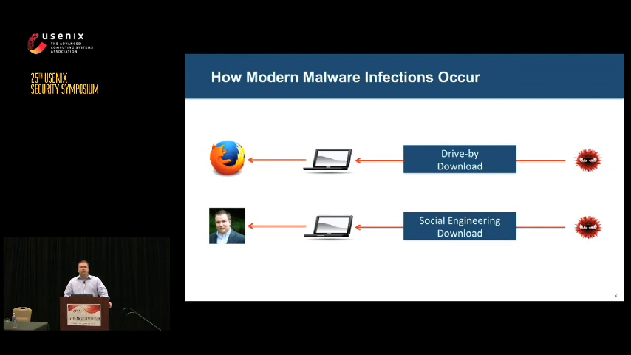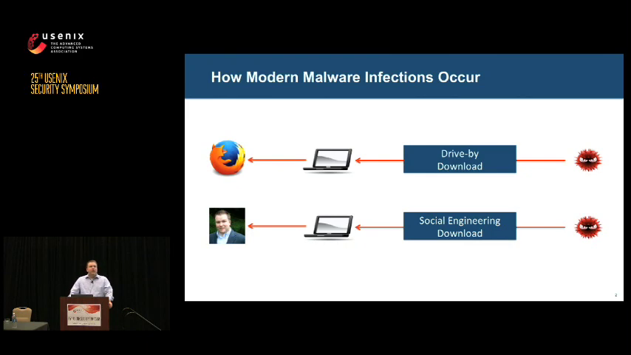So modern malware infections typically occur via one of two methods. First is the drive-by download. In this case, the user has vulnerable software in their system, typically the browser or a browser plugin such as Java or Flash. And as they browse the web, they come across malicious code that redirects them to an exploit kit that uses the vulnerability to both download and install malware. So this is an attack against the software itself.